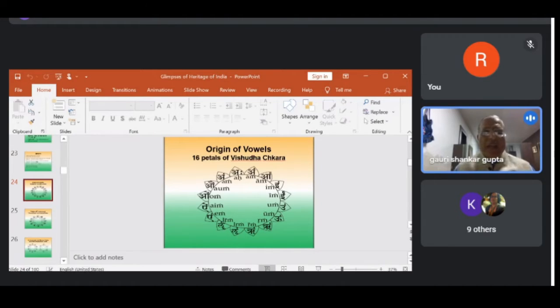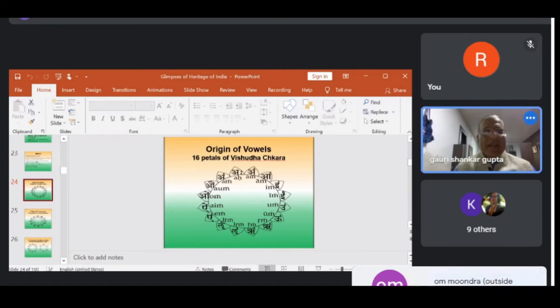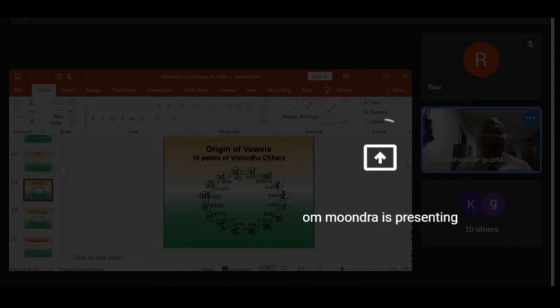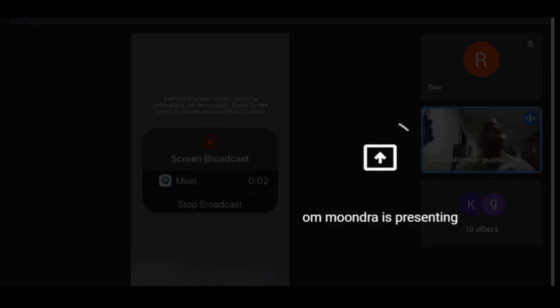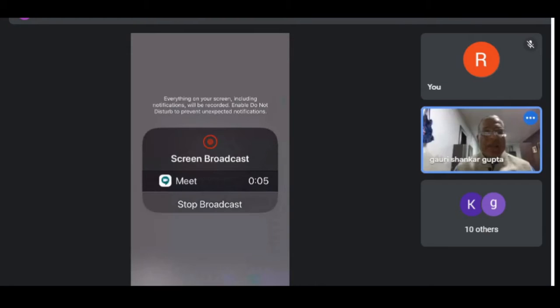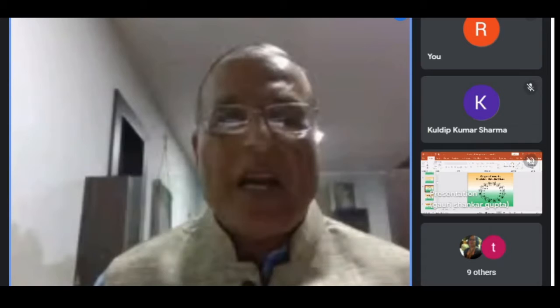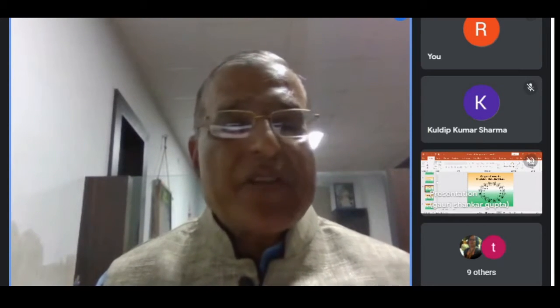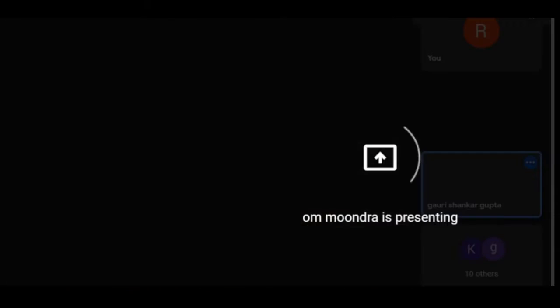So the Visuddha chakra has 16 petals, and the 16 vowels of Sanskrit language, they come from Visuddha chakra. You can see it is here: A, Aa, I, Ee, U, Oo, Ri, Ree, E, Ai, O, Au, Ang, Ah. All these things are coming directly from the Visuddha chakra. So this is the most scientific way in which this language has been constructed.